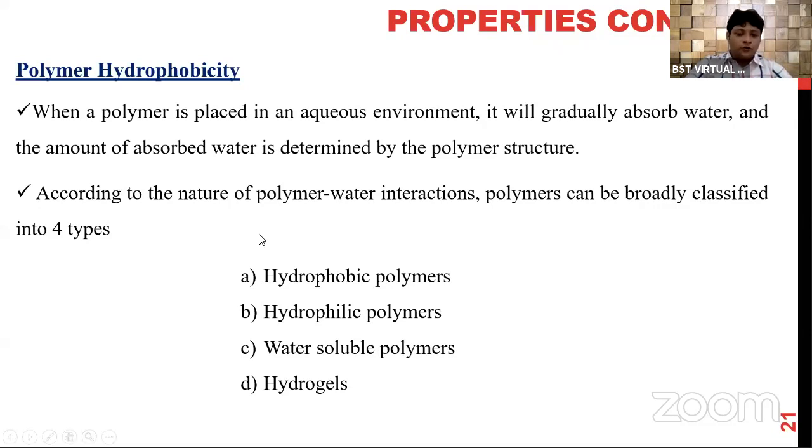I think all of you have an idea about these properties because you have already completed the different types of bases used in the preparation of suppositories. Hydrophobic means water insoluble, hydrophilic means water soluble, then water soluble, and the last one is hydrogel. There are some differences between hydrophilic polymer and water soluble polymer, which I will explain. So polymers are broadly classified into four types based on polymer and water interactions. Now let's see one by one.